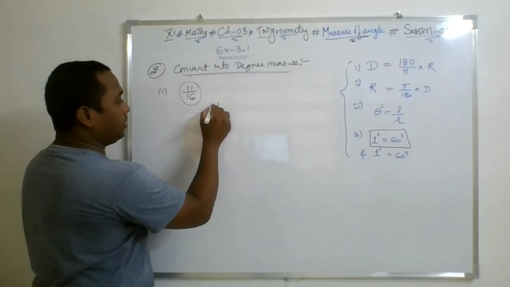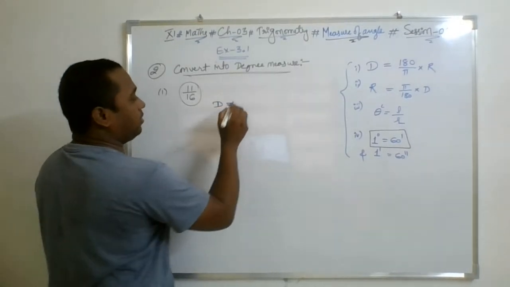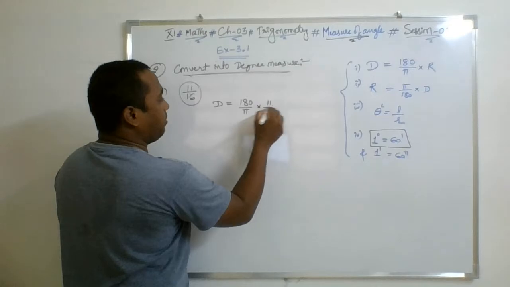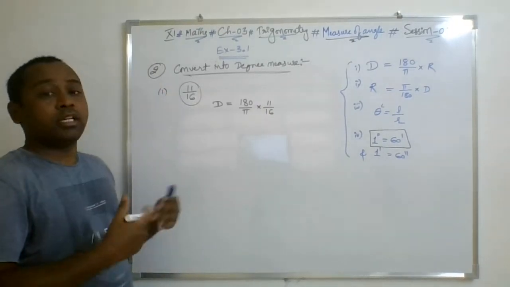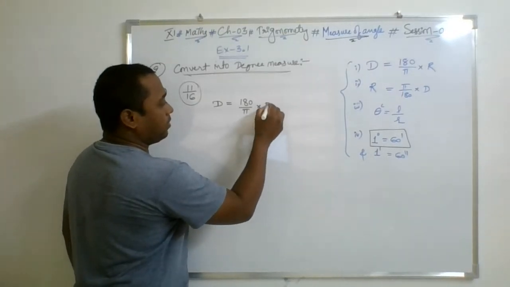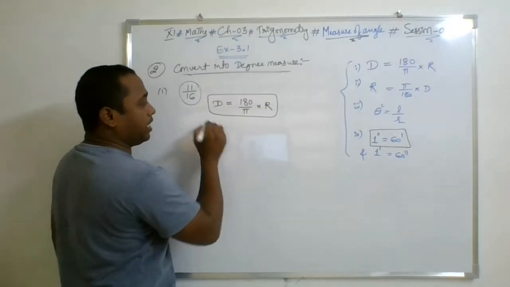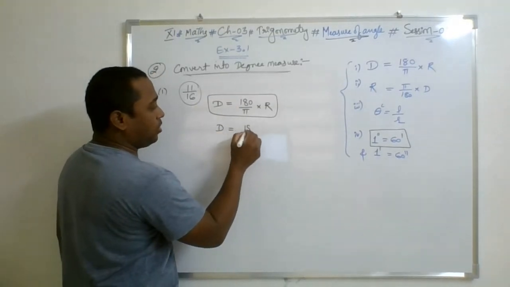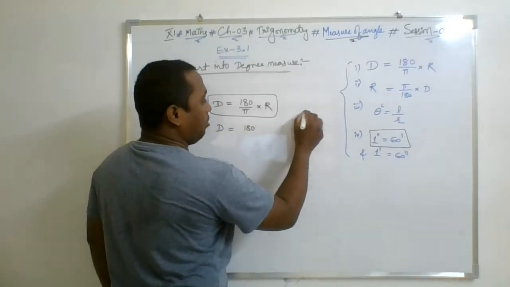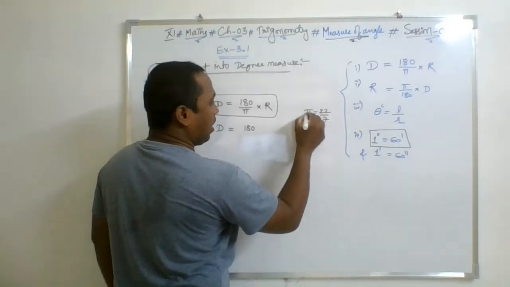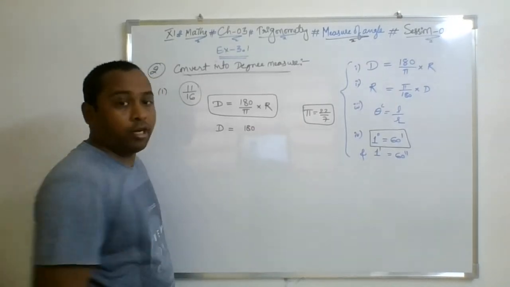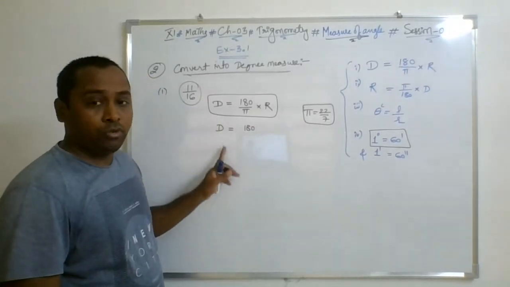So to convert to degree measure, what is the formula? Degree measure is equal to 180 by pi into 11 by 16. I'm writing the formula first. This is the formula to convert into a degree measure. To convert into degree measure, you have to substitute the value of pi as 22 upon 7 or 3.14 as an approximate value.